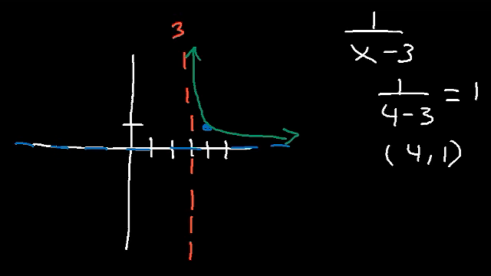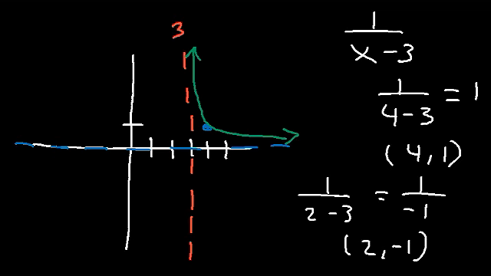Now for the left side, the function could be like this or it can be like that. So let's plug in a test point to find out if it's above or below the horizontal asymptote. So let's plug in 2 for x. It's going to be 1 over negative 1, which is negative 1, so we have the point 2 comma negative 1. So it's over here, which means that it's below the horizontal asymptote. And so that is the graph for this function.